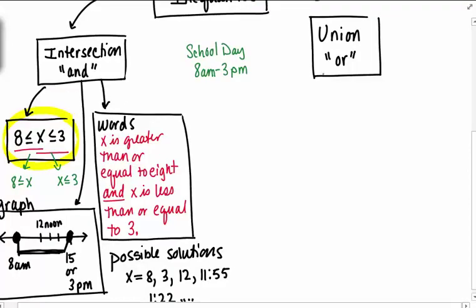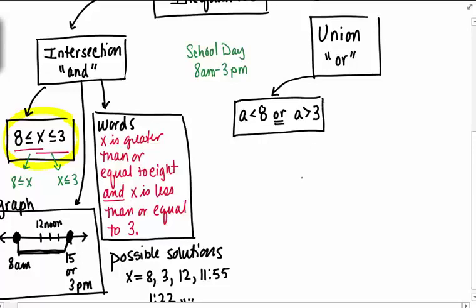The union inequalities are a little bit different. So now for the union, we're going to look at when we're not in school. If we want to represent when we're not in school, then let's use A for our variable. We would say A is less than 8 o'clock, or earlier than 8 o'clock, or A could be bigger than 3, or after 3 o'clock. So this would be our numerical representation for when we're not in school. If we want to write this in words, we would say A is less than 8 or A is greater than 3.